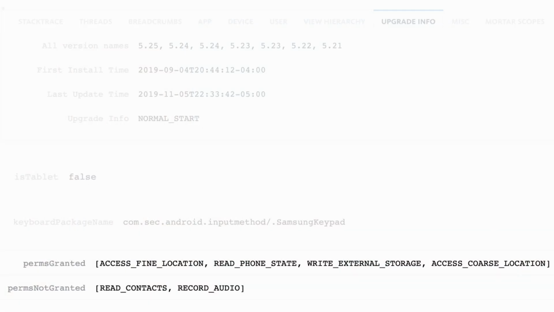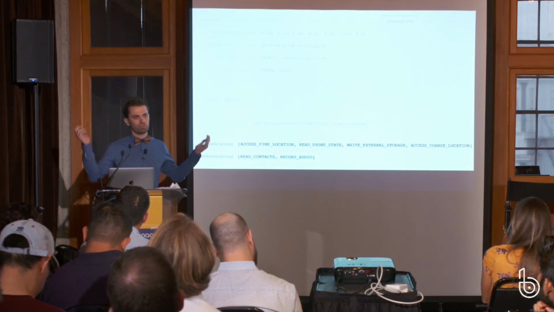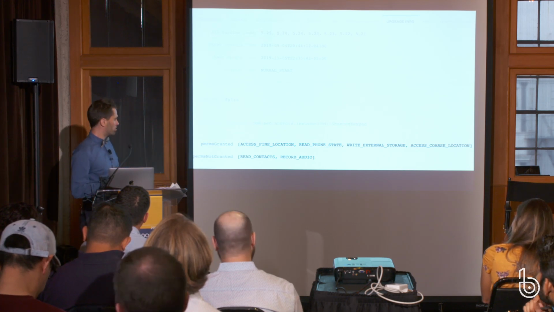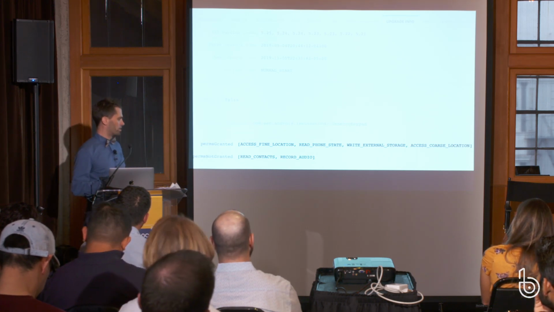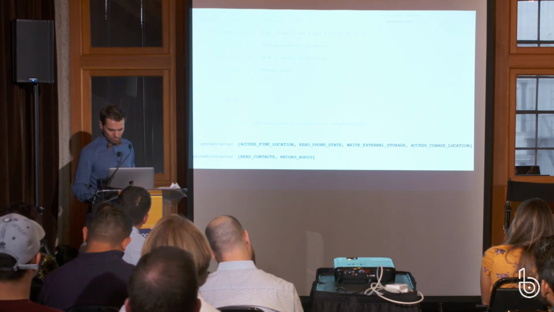Permissions introduced a lot of crashes in Android apps when they appeared, because you basically try to do something and all of a sudden you get a crash, like, no, you forgot to ask the permission. So this was a way for us to understand, okay, what was the permission when the crash happened?